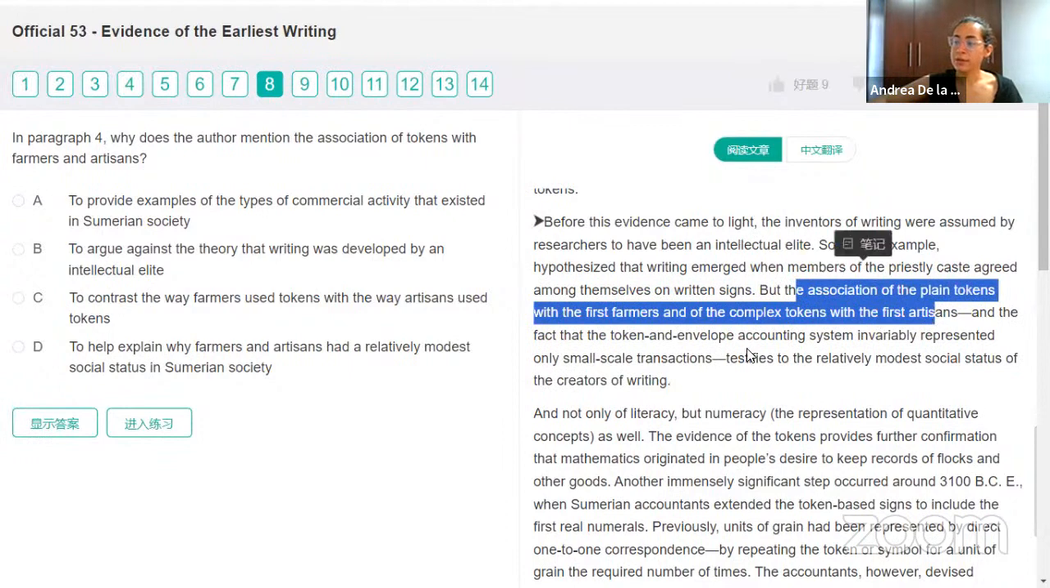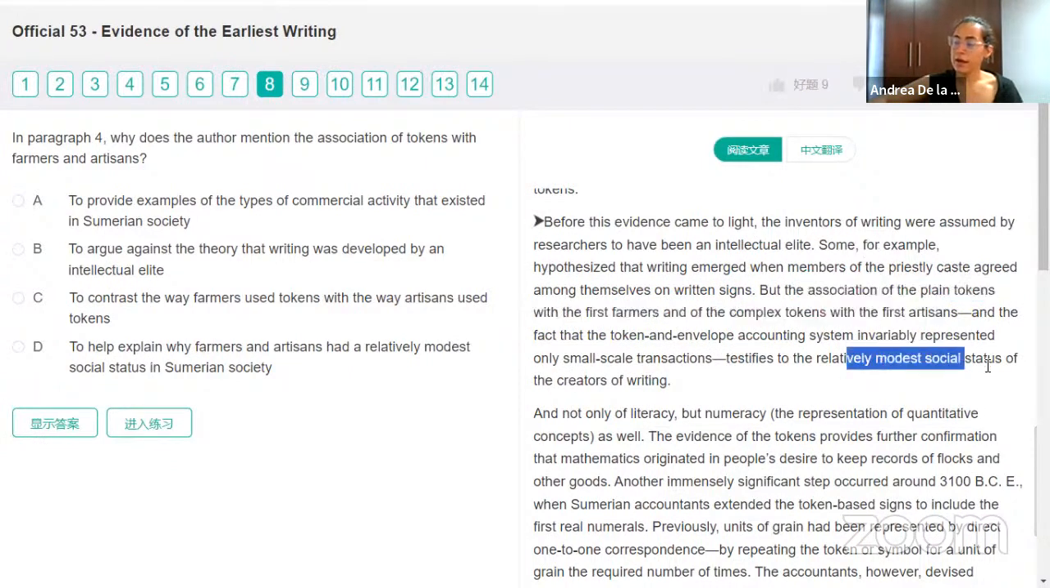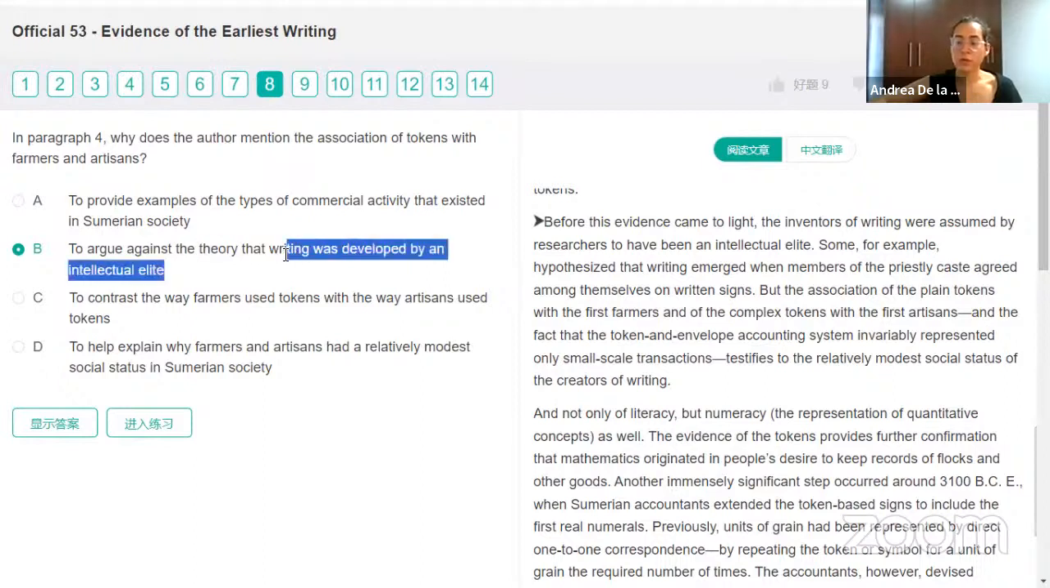Todas estas pruebas testifican a el estatus social modesto de los verdaderos creadores del writing, ¿no? So, to argue against the theory that writing was developed by an actual elite. No fue desarrollado por la élite, sino por farmers y por artisans, right? Según la evidencia. Muy bien.